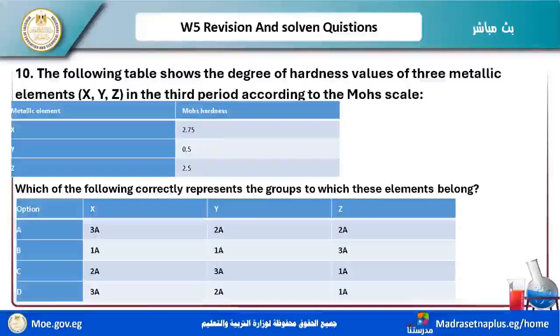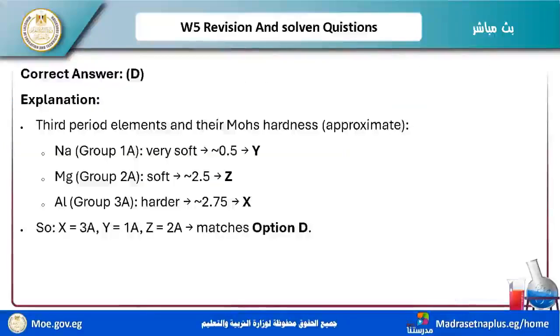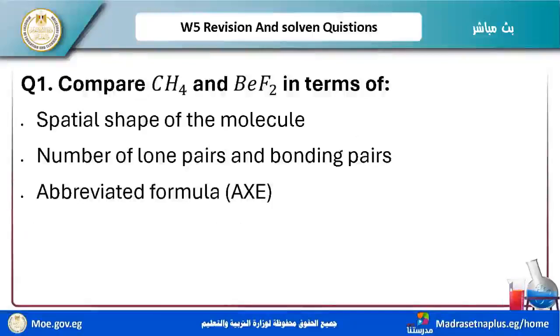Now the answer D. I have asked that 3A is here. It is 3A, and that is X. So X here is stronger, or harder. Y equals 0.5, Z equals 0.5. Now we have the third period elements and their approximate Mohs hardness: sodium, magnesium, and aluminum. It is easy to know the choice then. I have many essay questions for you.